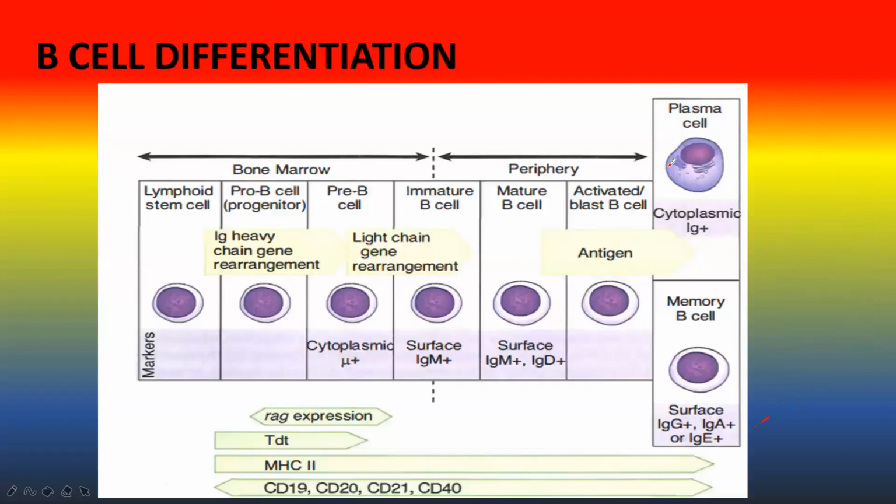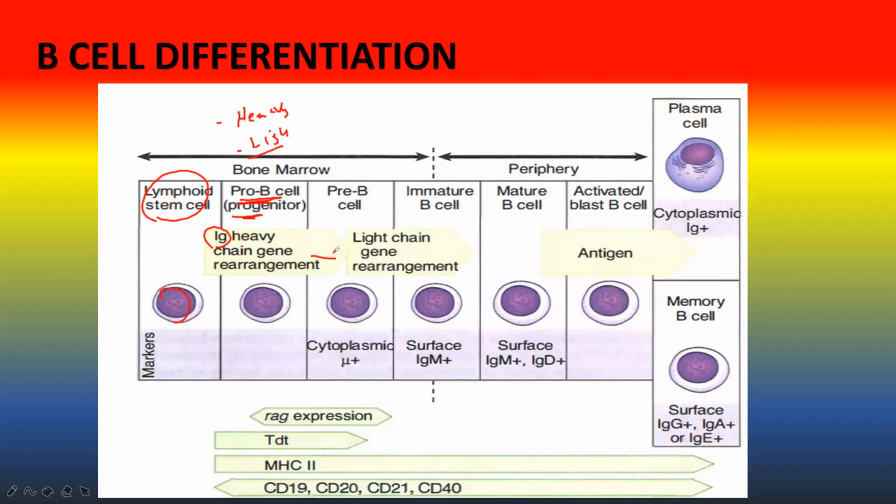Okay, let's see what the maturation is here. It's a lymphoid mother cell here. It changes to the pro cell, the pro B cell. It's a progenitor here. They have Ig heavy chain. Antibody has two types of chain: heavy chain, which we see in the antibody section, and light chain. Two heavy chains, two light chains. So the heavy chain rearrangement happens inside the pro B cell.